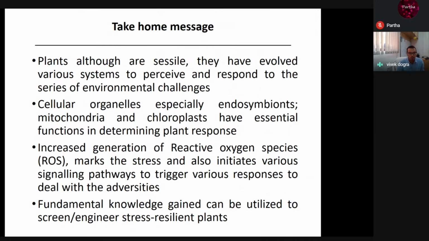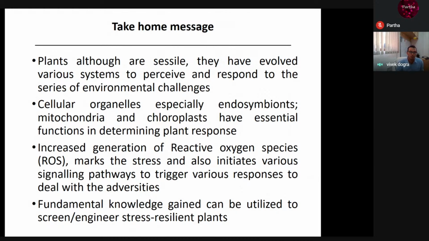And now you all will have a question: what would we gain from this? This is fundamental science. So this fundamental knowledge can be utilized to screen, and/or to develop or engineer stress-resilient plants. So we know what the gene per se is which can be targeted.